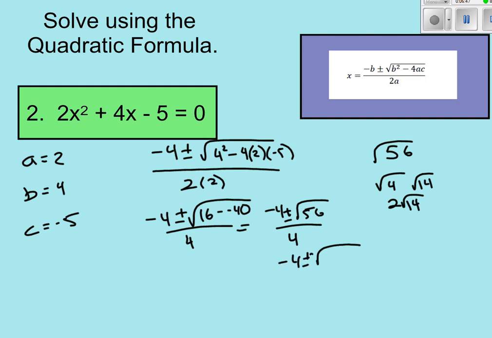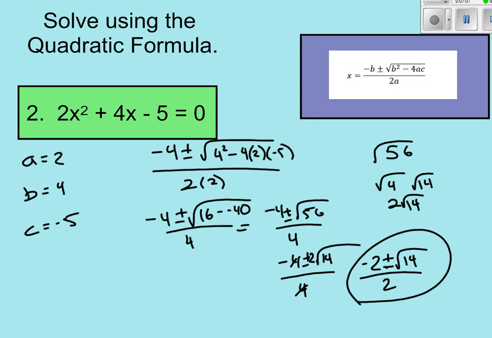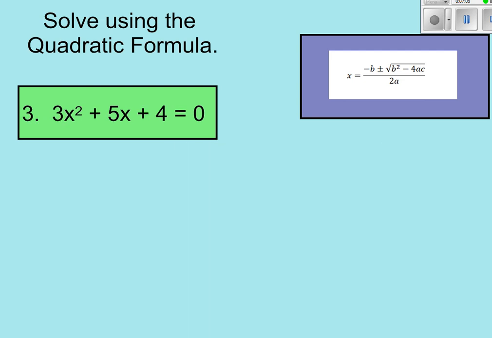So that's going to be 2 square root of 14 all over 4. These can all be divided by 2. So you're going to get negative 2 plus or minus square root of 14 all over 2. There's your answer. You can't split apart square root of 14. Do not factor out a 2, which is a popular thing to do to screw up. That's as far as I go.